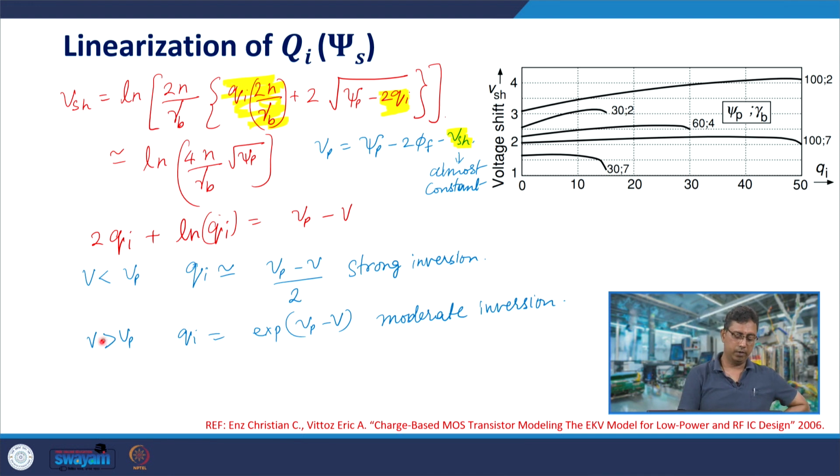Whereas, when this local channel potential is larger than Vp and suppose it is sufficiently large, you would find that the negative exponent of Qi becomes larger than 2 Qi. Now, 2 Qi is quite small. So, the negative exponent of Qi is large in magnitude compared to Qi. So, therefore, this dominates, this term you can neglect. So, in that case you would have Qi is exponential Vp minus V. Now, so you have an exponential relationship now between the local channel potential and inversion charge. Okay. So, let us further see this.